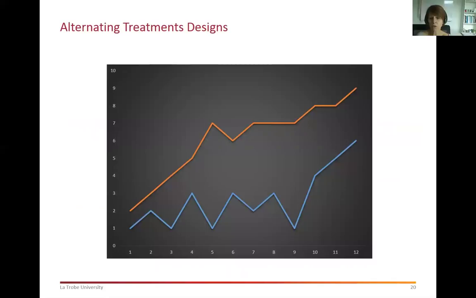Here's what's known as an alternating treatments design. So here what you're doing is, instead of having a no treatment, you might have 2 interventions, but you're not sure which is more effective than the other. And so again, as long as you can keep them quite separate, you might have the same child or even the same 2 or 3 children where you're actually trying different interventions.